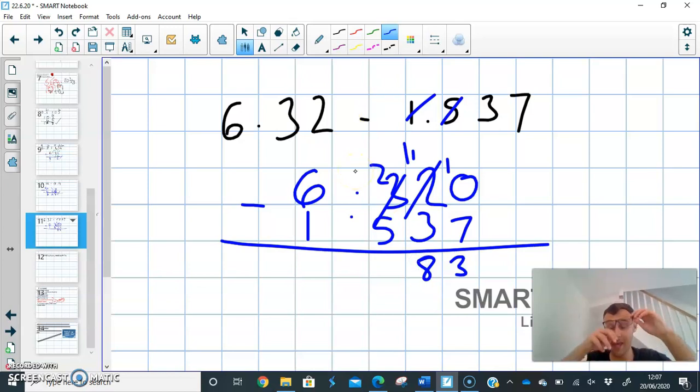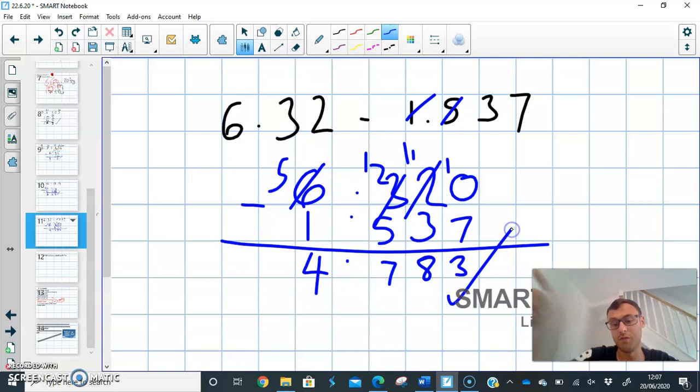2 take 5. Again, I can't do it. So I'm going to exchange. The 6 becomes a 5. 12 take 5 is 7. Decimal point. 5 take 1 is 4. So my answer is 4.783.